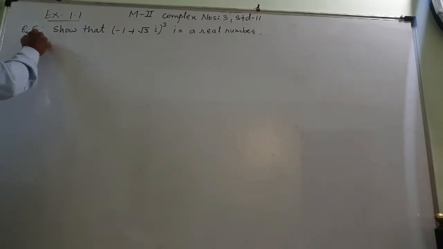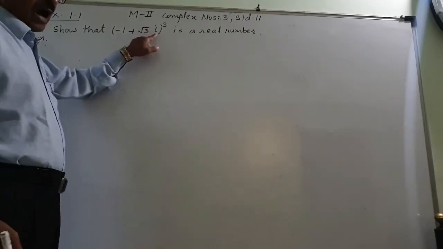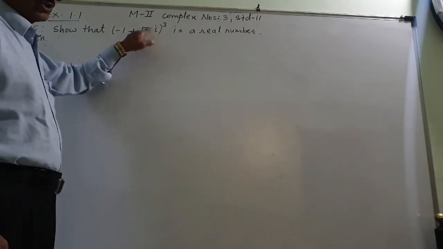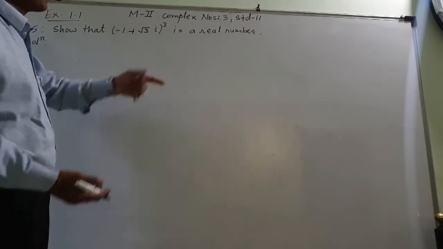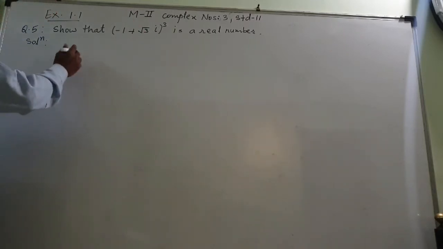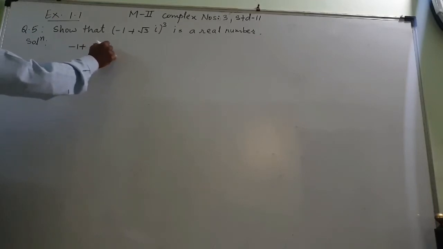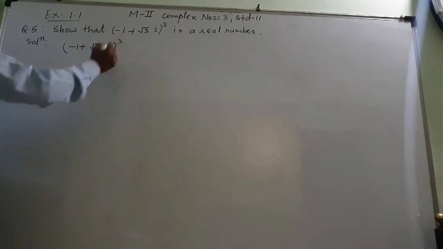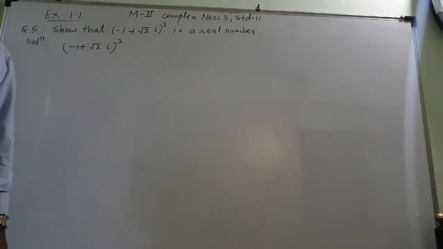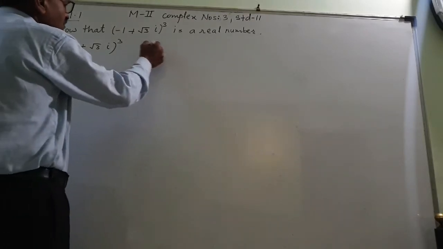Solution. I will just expand. Real number means what? There is no i. i means imaginary number. If I expand this, what happens? I will see. So (-1 + √3i) cubed is equal to... Now you know the formula, (a - b) cube etc. All those formulas you have to use. So I will use the formula here.